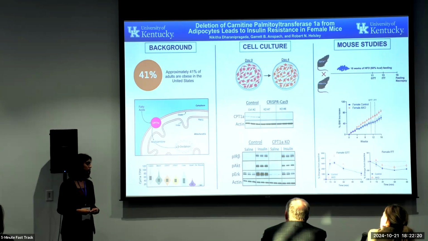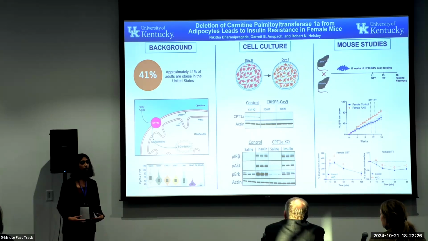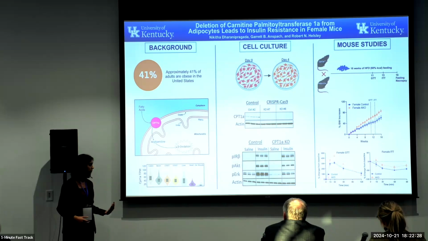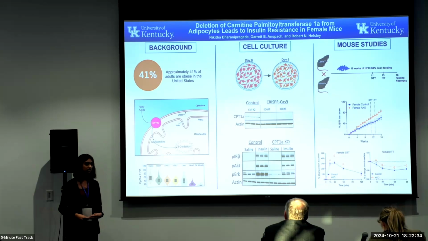CPT1A is historically shown to be highly expressed in the liver, but I've included the gene expression data of different human tissues to show that it's also highly expressed in adipose tissue, or fat tissue. So our lab was interested in understanding how CPT1A functions in fat tissue. We used two different models: a cell culture model and a mouse model.